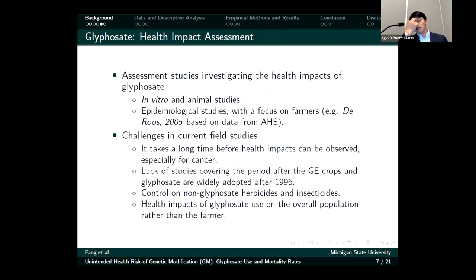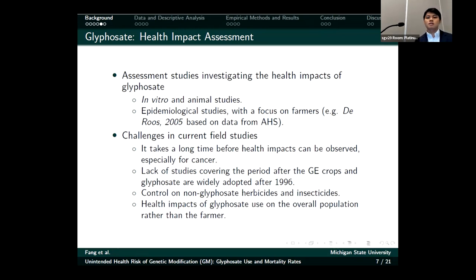So the studies that this kind of assessment relies on can be categorized into two types. The first is the in vitro or animal studies, which assess the impacts of glyphosate on cells or organs or different animals. And this first type is dominating the whole literature, I would say. The second type, not too much, is mainly the epidemiological studies, which focus on assessing the exposure risk to glyphosate, but focusing more on the farmers instead of the overall population.